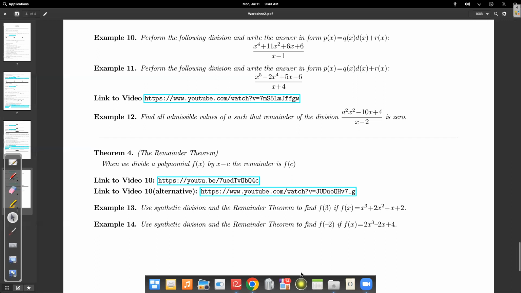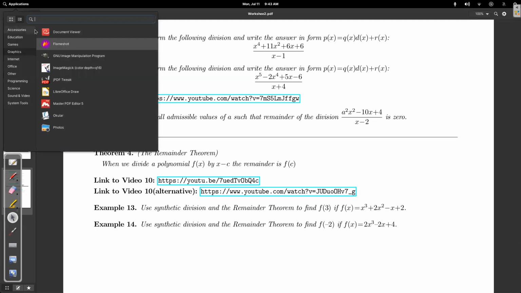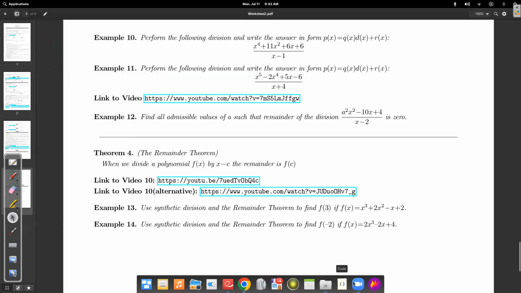Now this remainder theorem says when we divide the polynomial by x minus c, the remainder is f of c.